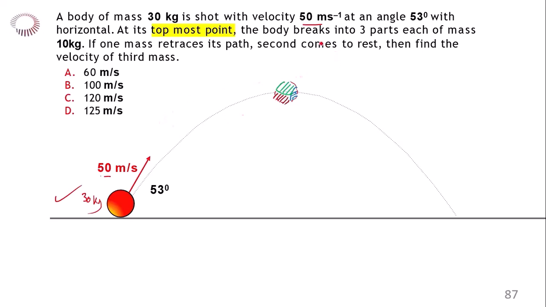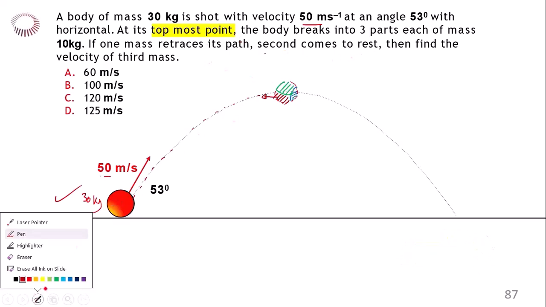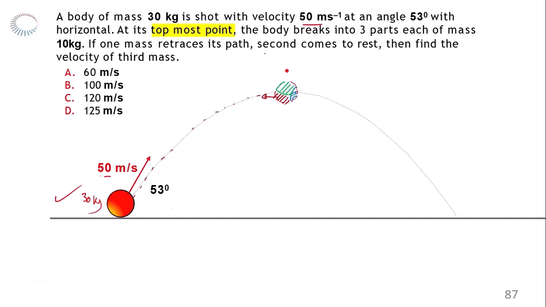Now it is given that one mass retraces its path. Let us say the red particle retraces its path, so it has a velocity in that direction. Ultimately the particle will come back to the initial position. Now regarding the second mass, it comes to rest. Let us say the green particle comes to rest, so the velocity of the green becomes 0.